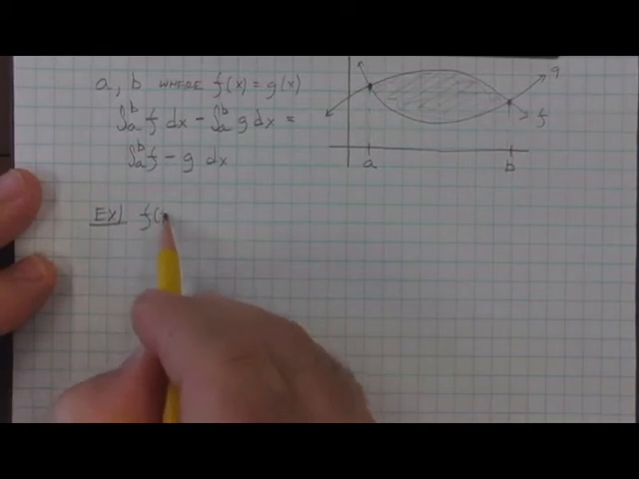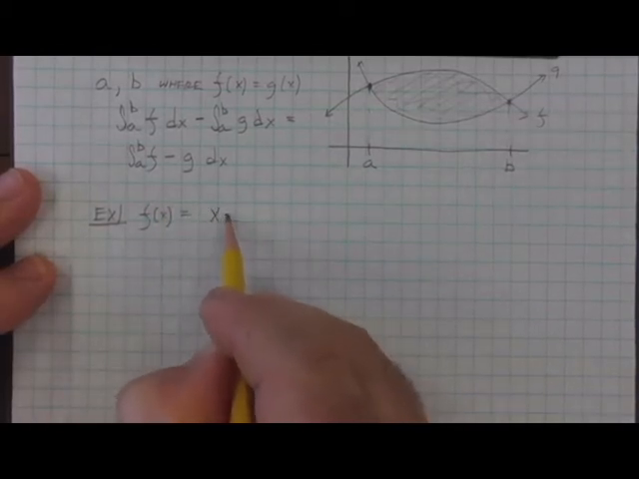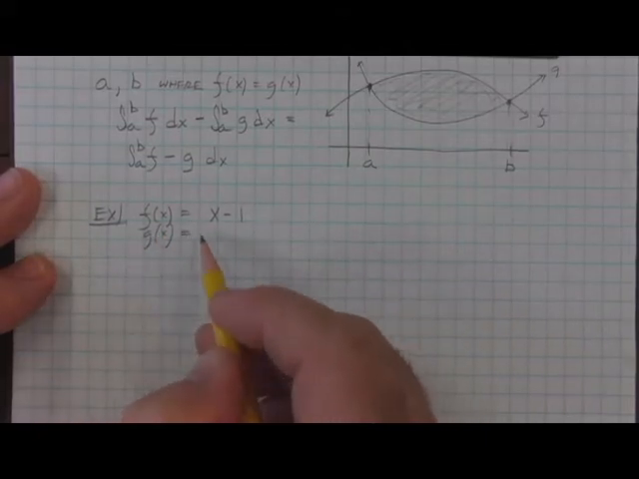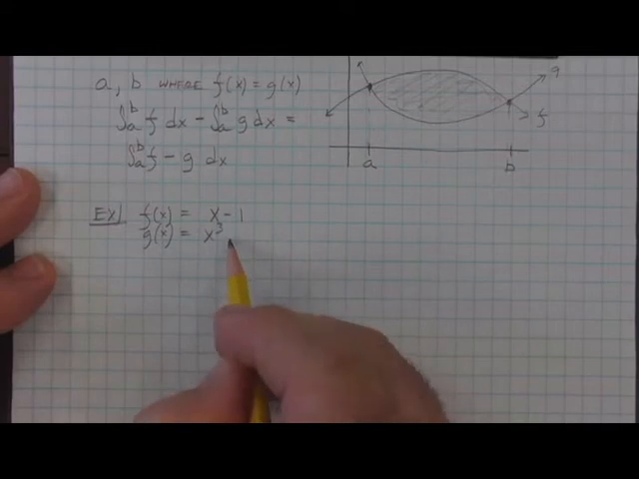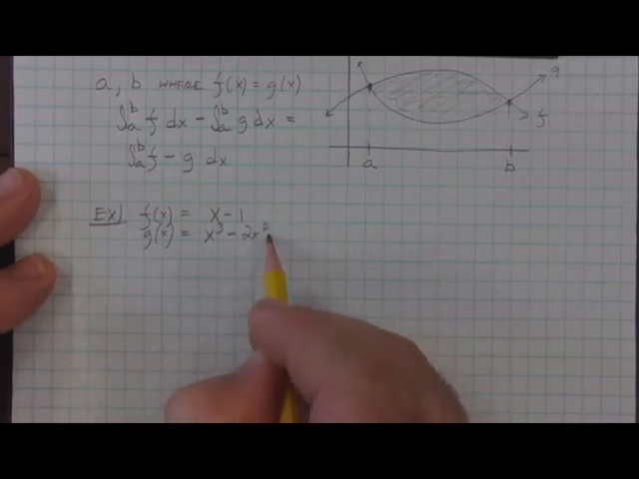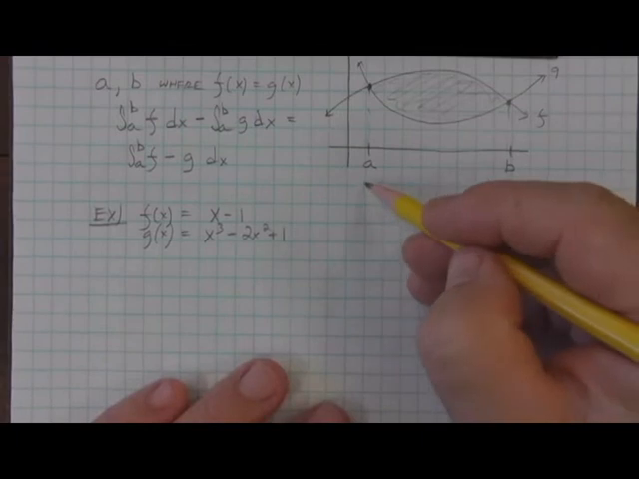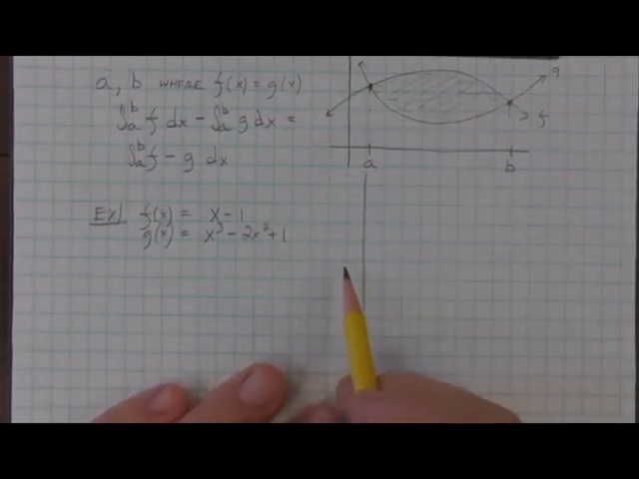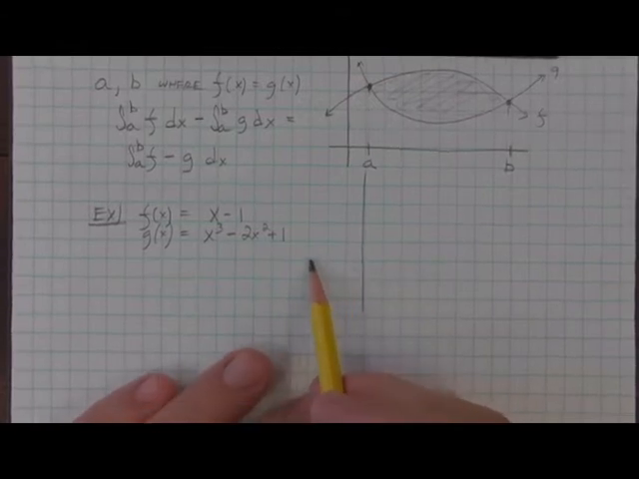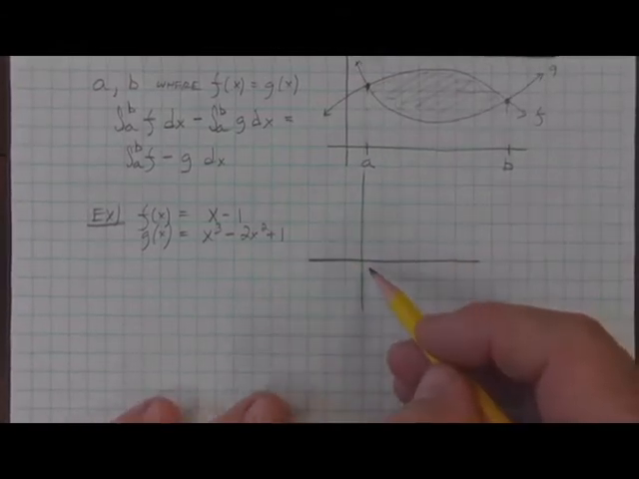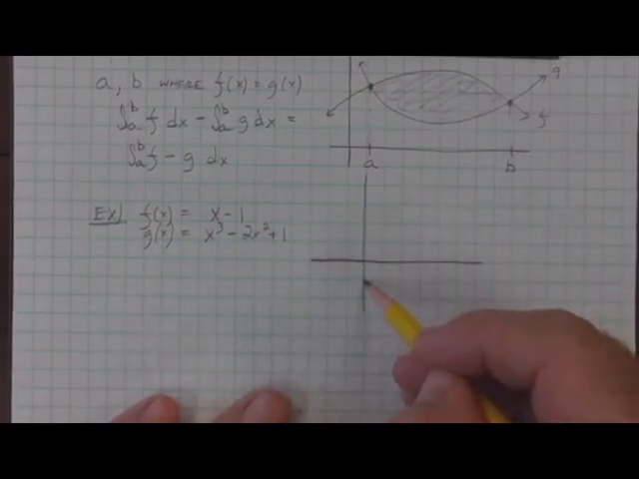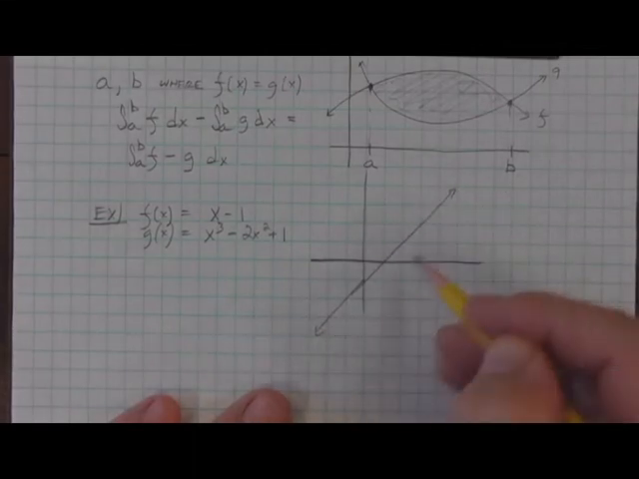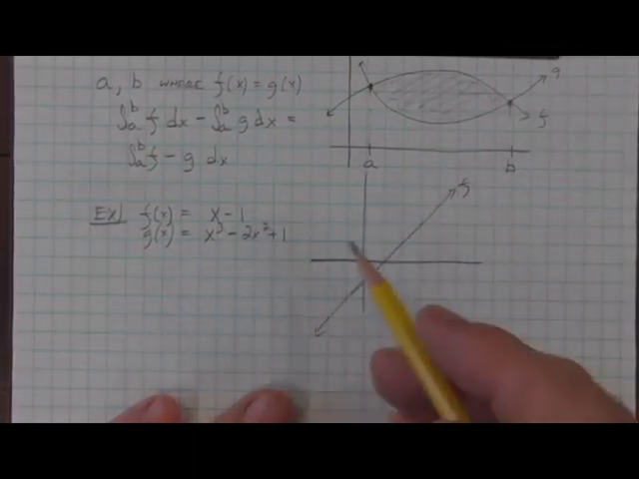I'm going to define the function f as the line x minus 1 and the function g as the cubic function x cubed minus 2x squared plus 1. And I'm going to graph them to get an idea of the region or the area between f and g that we're going to calculate. The line x minus 1 is simple to graph. That's f.